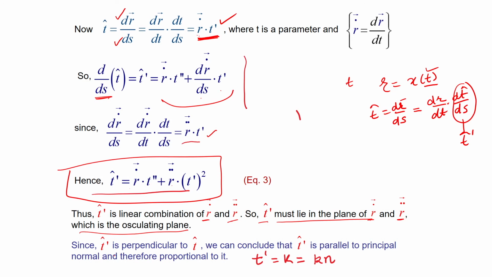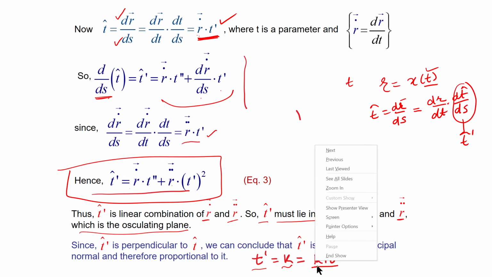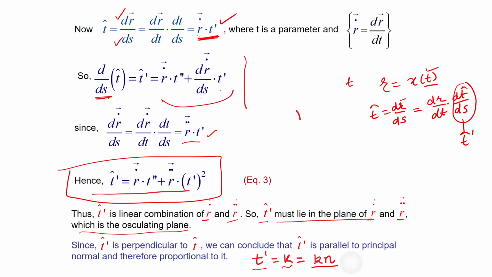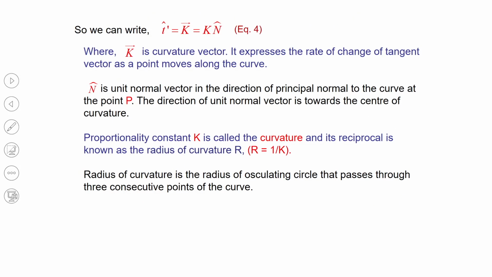So, we can say that T hat dash is related to the principal normal and curvature. It can be written as some kappa function and the unit normal. In the next slide it is clearly explained that T hat dash can be represented as vector k, which is a curvature vector, and n is a unit normal vector. So, the direction of the principal normal to this curve at a point is defined.